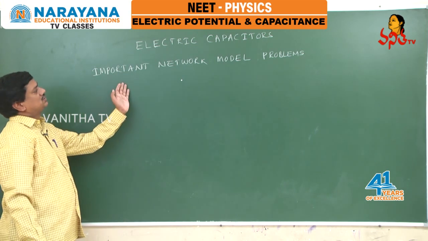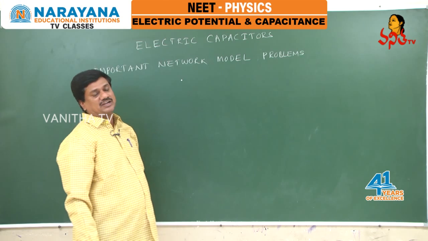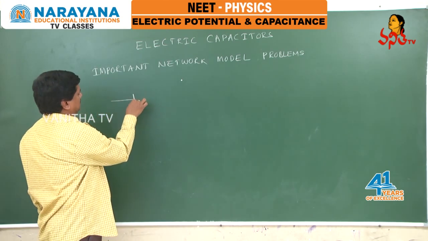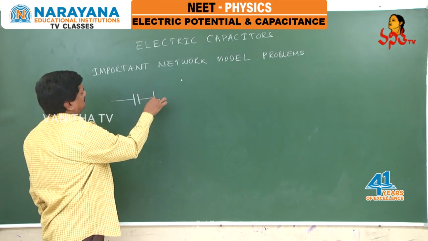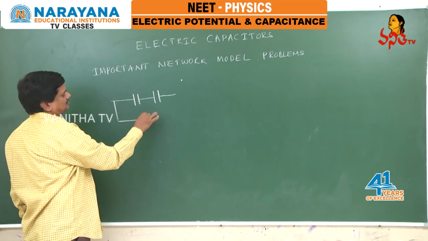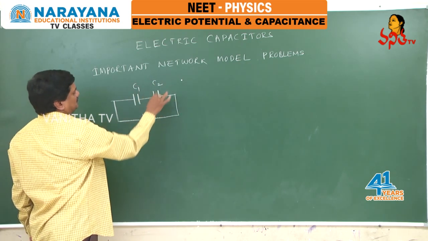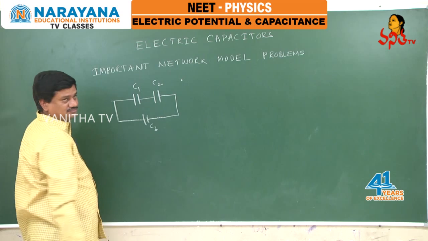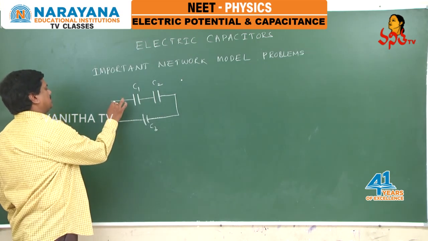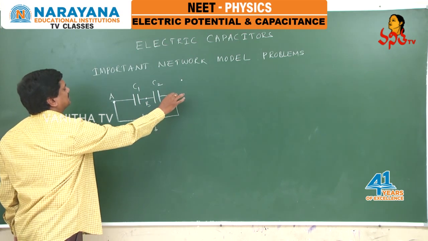Today we will discuss how to calculate the effective capacitance in different network models. I will start with a simple case. Say 3 capacitors are joined like this: C1, C2 and C3. And I will say this is point A, this is point B and this is point C.